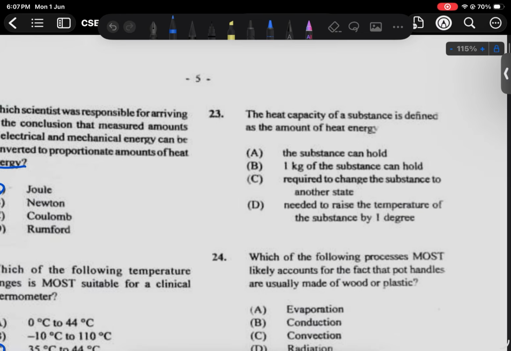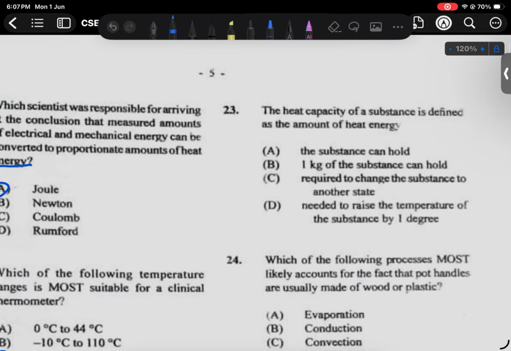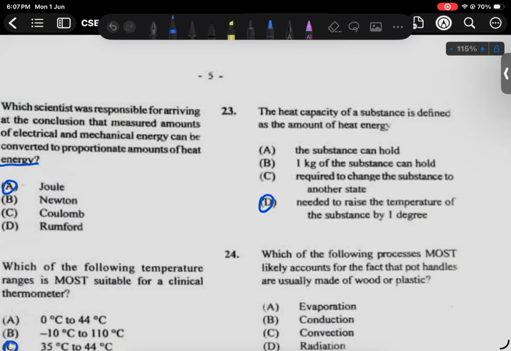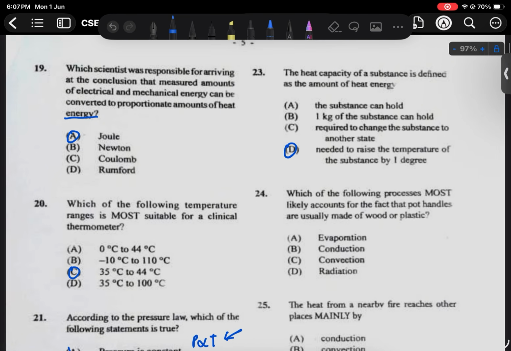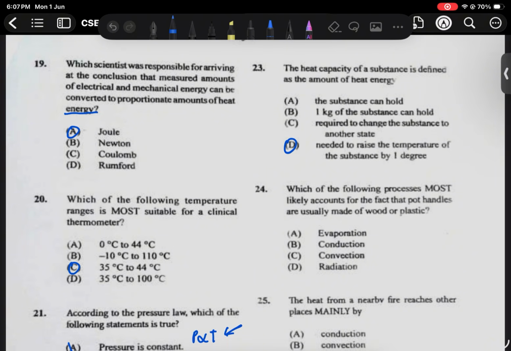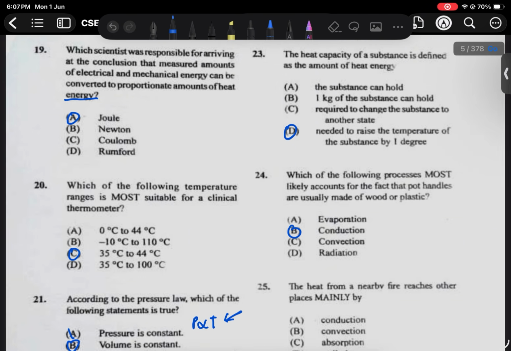The heat capacity of a substance is defined as the amount of heat energy needed to raise the temperature of the substance by 1 degree. If it said specific, it would be mass. Which of the following processes most likely accounts for the fact that pot handles are usually made of wood or plastic? Conduction. Wood and plastic are not good conductors, therefore heat will not travel to them easily.